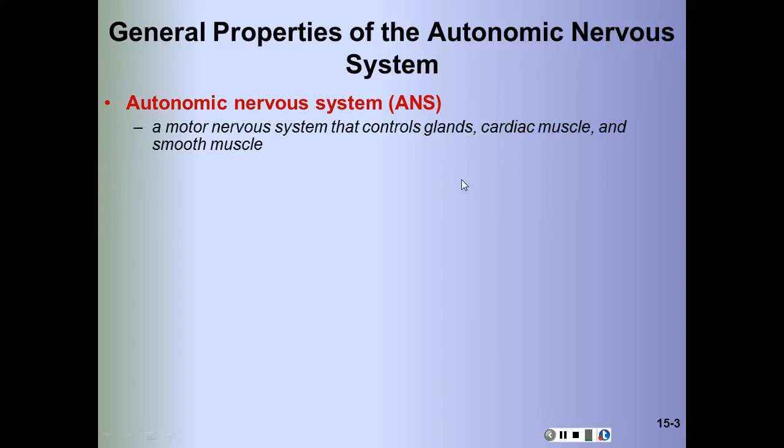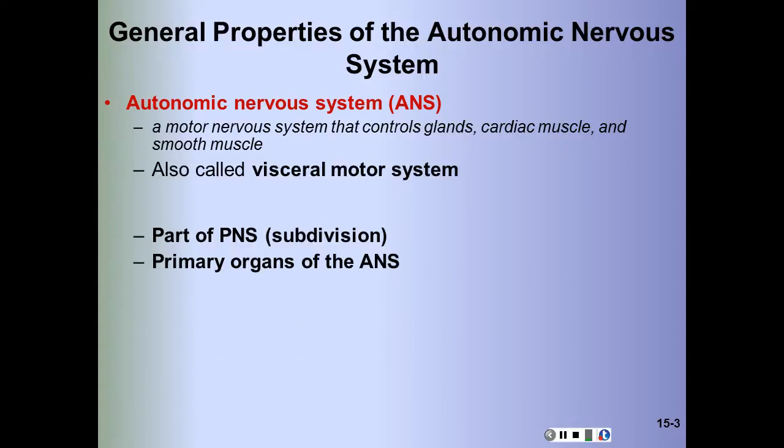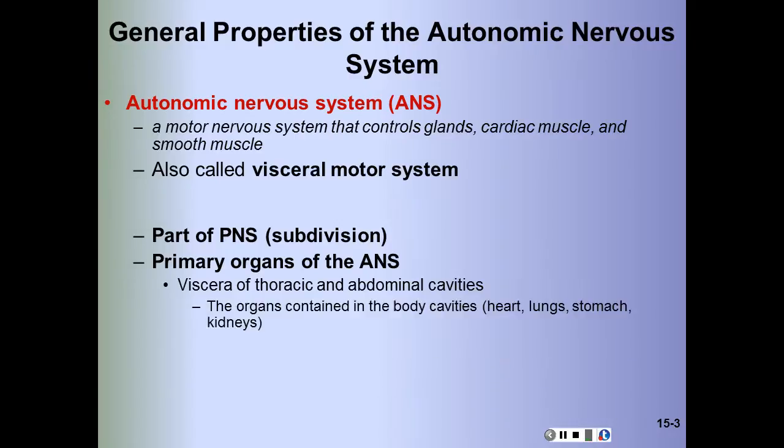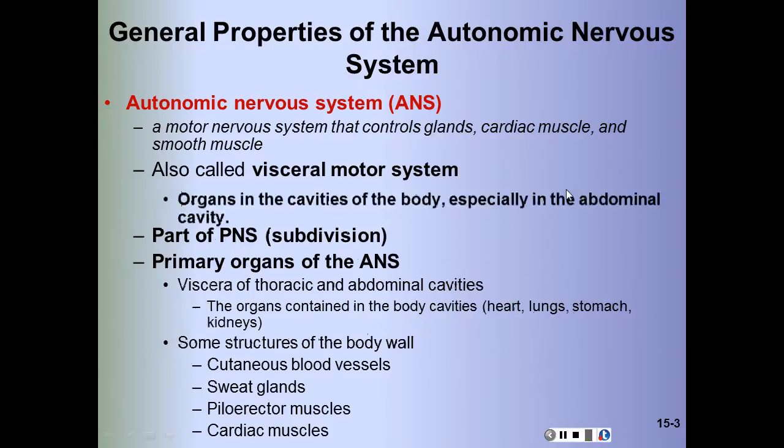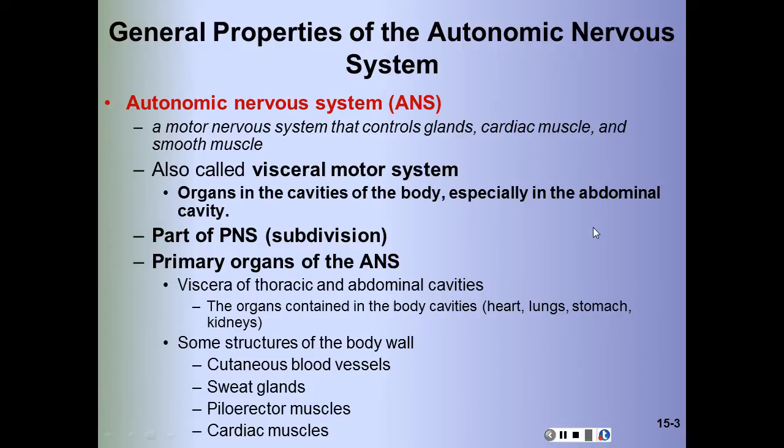So the autonomic nervous system can be defined as a motor nervous system that controls glands, cardiac muscle, and smooth muscle. It is also called the visceral motor system to distinguish it from the somatic motor system that controls the skeletal muscle. Its primary targets are the viscera of the thoracic and abdominopelvic cavities, and some structures of the body wall, including blood vessels, sweat glands, and pilomotor muscles. When we refer to the visceral motor system, we're looking at organs in the cavities of the body, especially in the abdominal cavity.